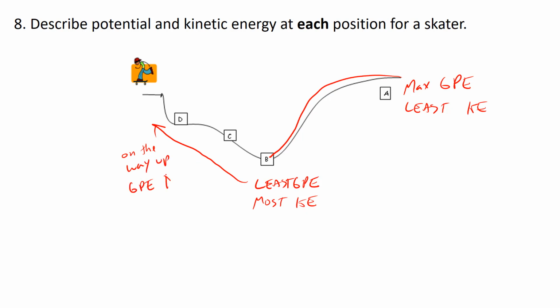GPE would be going up as KE is going down. So if you're describing C, you're going to have more gravitational potential energy, less kinetic energy. Even more gravitational potential energy and less kinetic energy, but definitely not as much as this point over here. So all these positions right here, C and D, that's what's happening. So B has a point specific value, but C is just on the way back up.